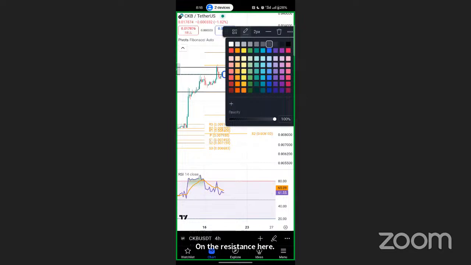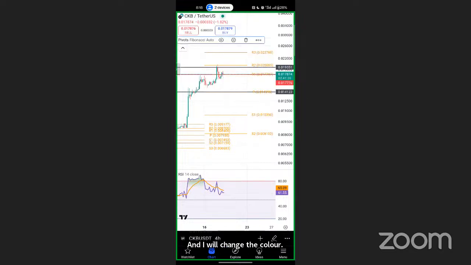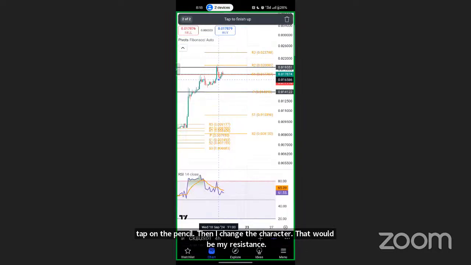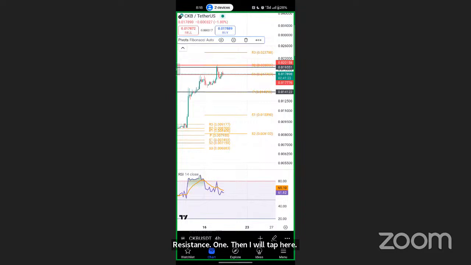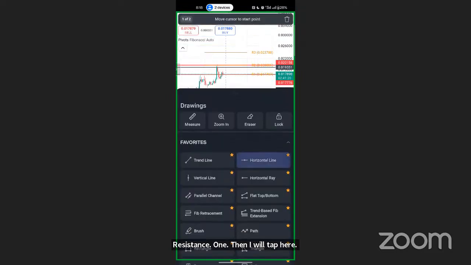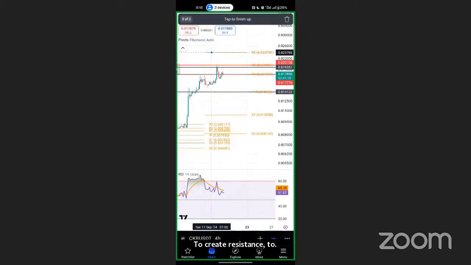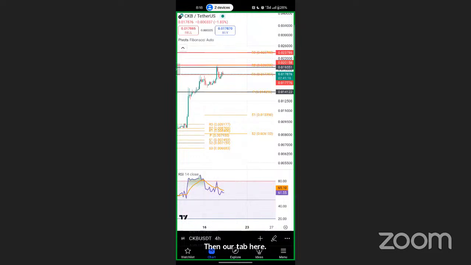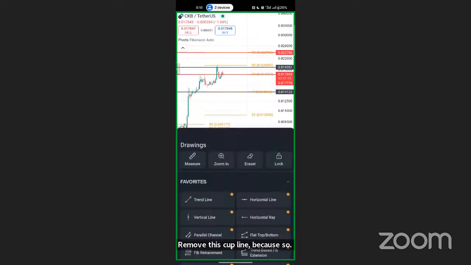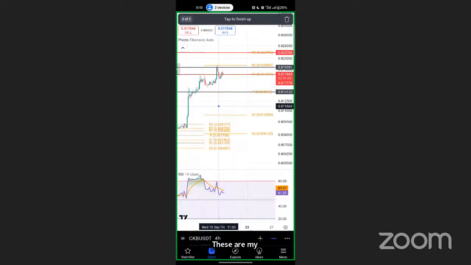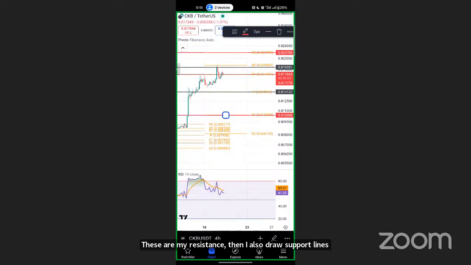I'll tap on the pencil, then change the color to red. That will be my resistance. Resistance 1. Then I will tap here to create resistance 2, then here to create resistance 3. I'll remove this black line, so these are my resistance. Then I'll also draw support lines, so I'll put one here on support 1.